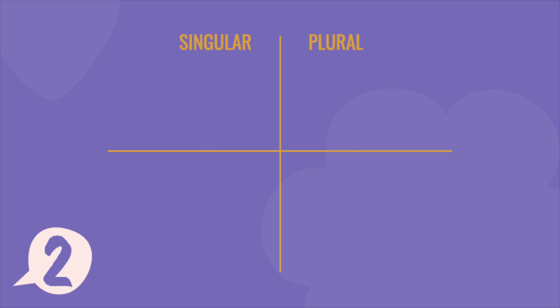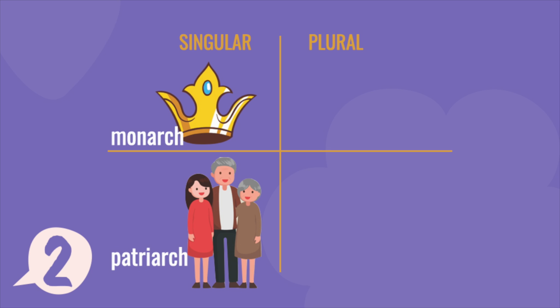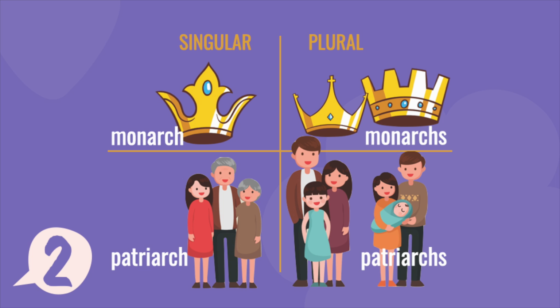As for nouns that end in hard ch, we only need to add an s. This rule applies to singular nouns such as monarch and patriarch. Take note of the difference in the ch sound of the words monarch and church. Church ends with a soft ch, and monarch ends with a hard ch. Monarch now becomes monarchs, and patriarch now becomes patriarchs.